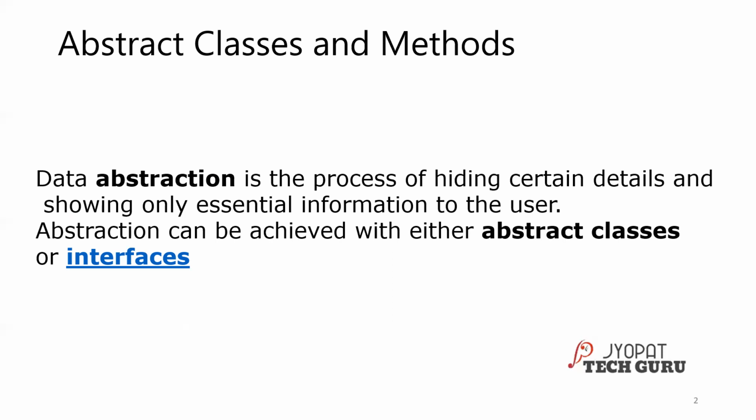Here you can imagine that data abstraction also works the same way, wherein you hide certain details, certain information, and wherever it is necessary, you reveal them. Abstraction can be achieved with either abstract classes or interfaces. Interfaces are actually the contracts. I have already discussed them in part 1 and part 2. Please go through those videos before coming to abstract classes.